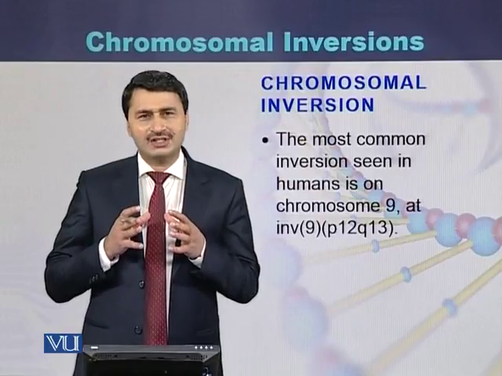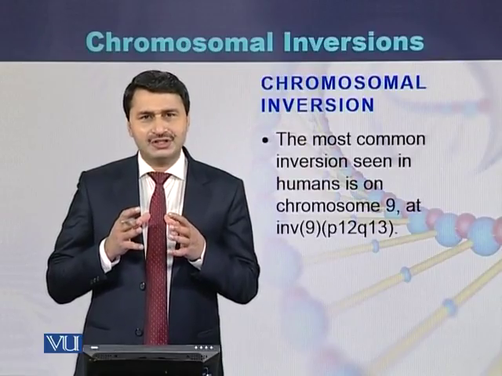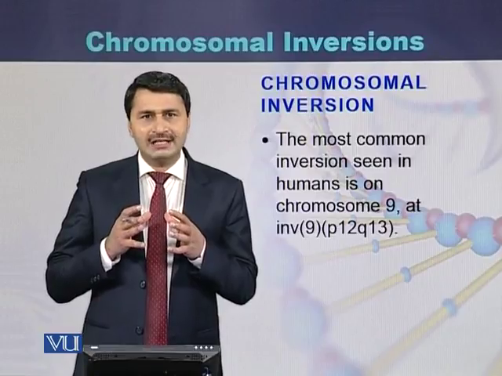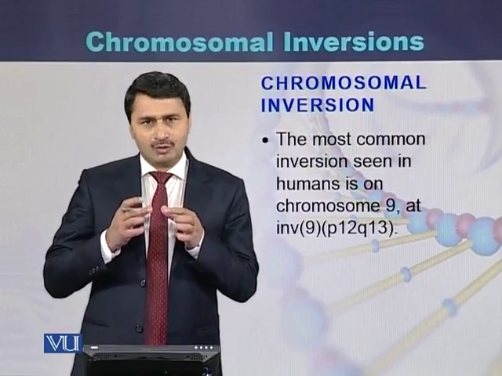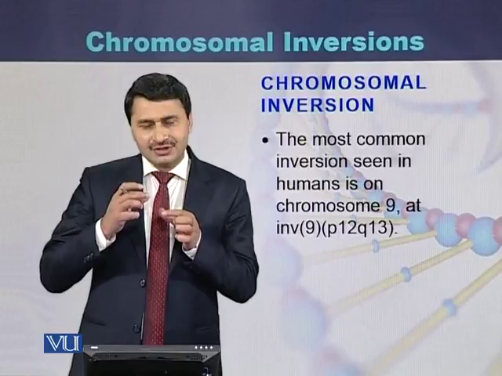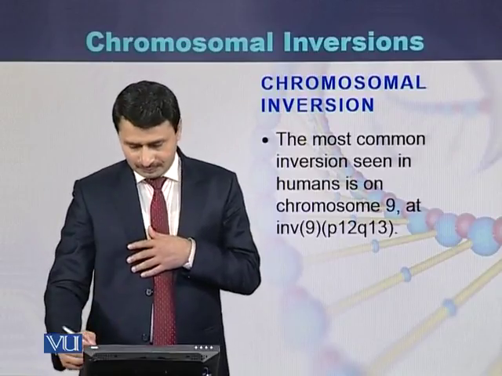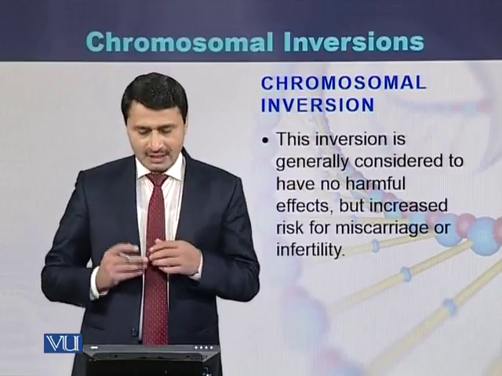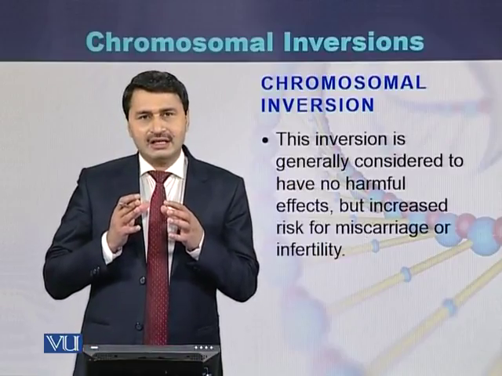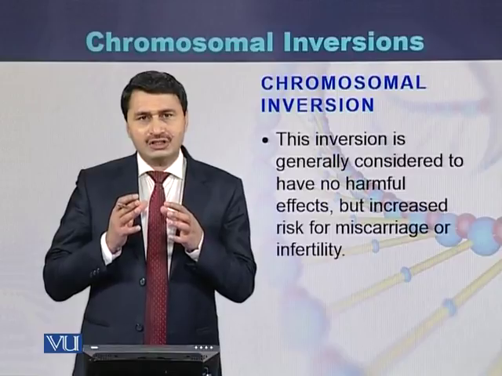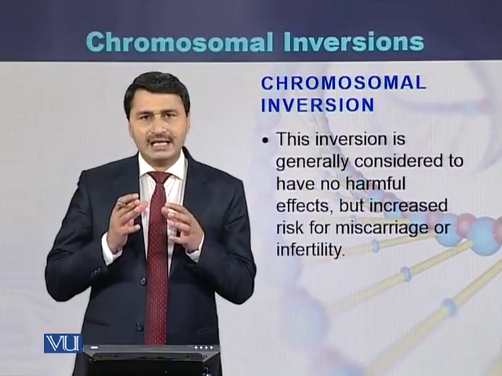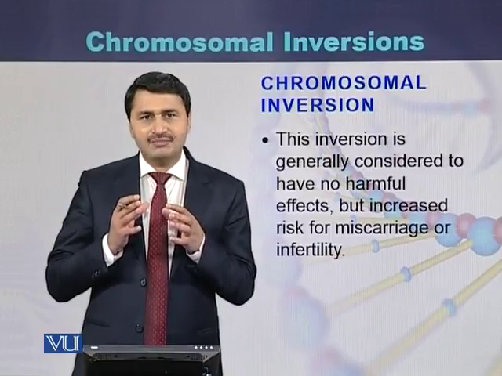The most common inversions in case of humans have been seen on chromosome 9, where a fragment from arm P is changed with the fragment that is on arm Q. Generally, these inversions in humans are not harmful, but they increase the risk of miscarriages.